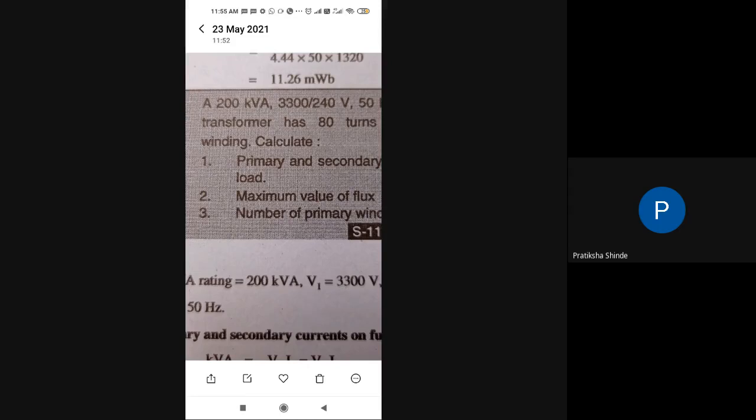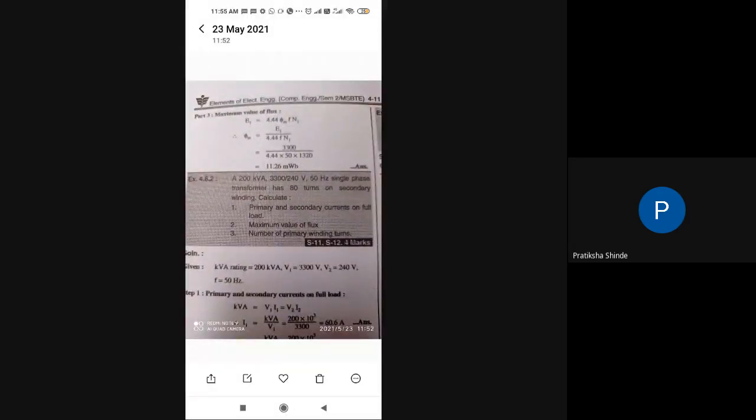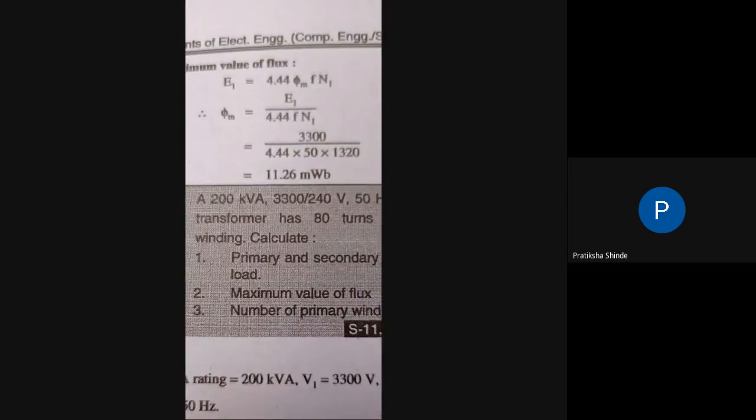Okay. Next is calculate maximum flux, that is phi m. How can you calculate the maximum flux? From which equation can you find it out? The EMF equation, given at the top. See this equation. From the EMF equation, you can calculate the phi m. That is phi m is equal to E1 upon 4.44 into F into N1.